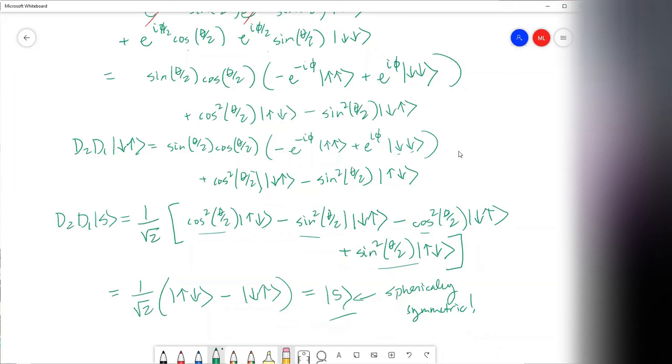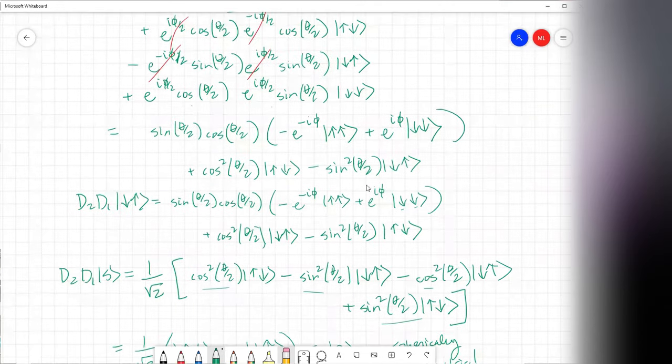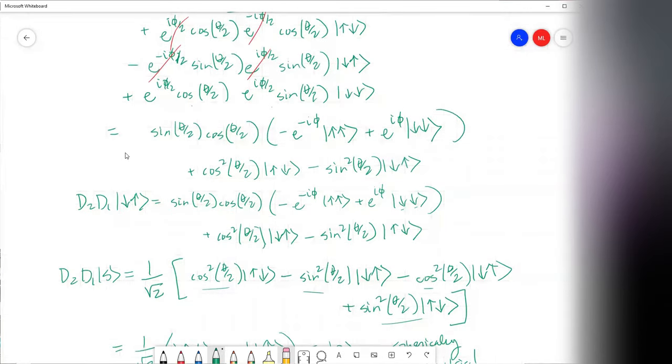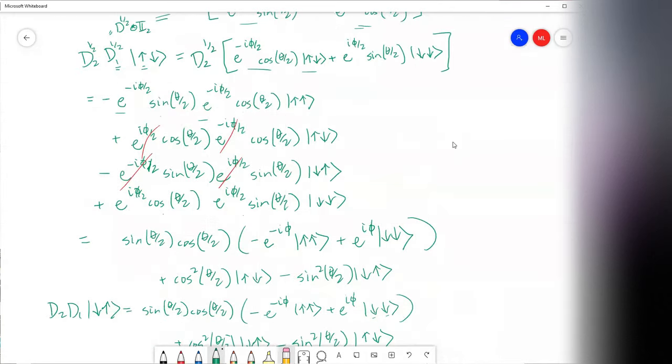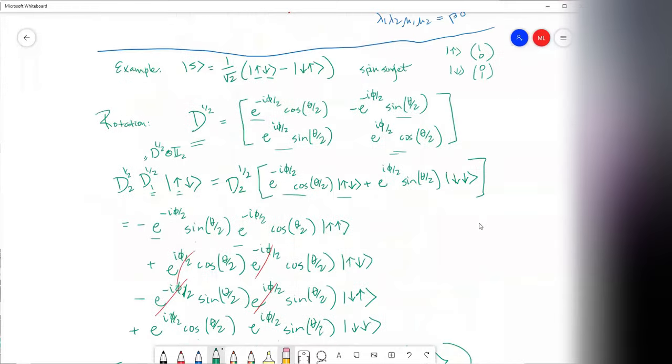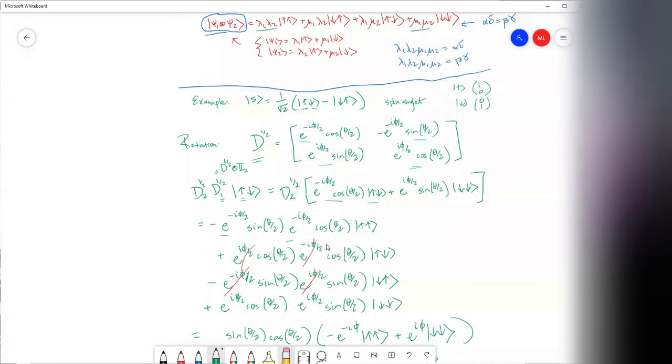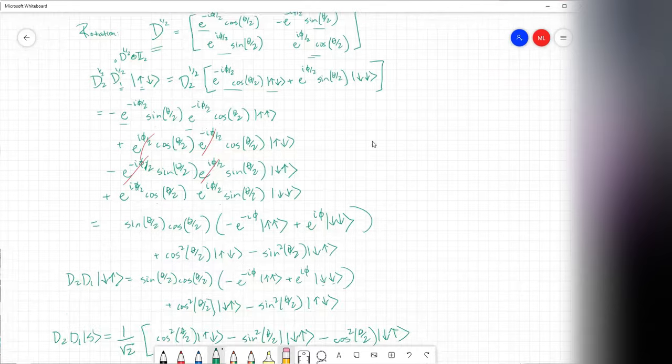And this just gives you a flavor of how to calculate with tensor product spaces. You just do things one at a time on each spin. The other one just comes along for the ride. That's generally how it works. Okay, any questions about that? We'll talk more about this when we do addition of angular momentum.